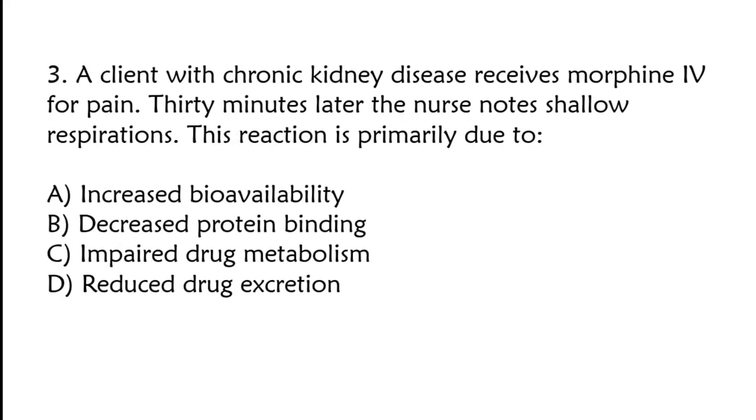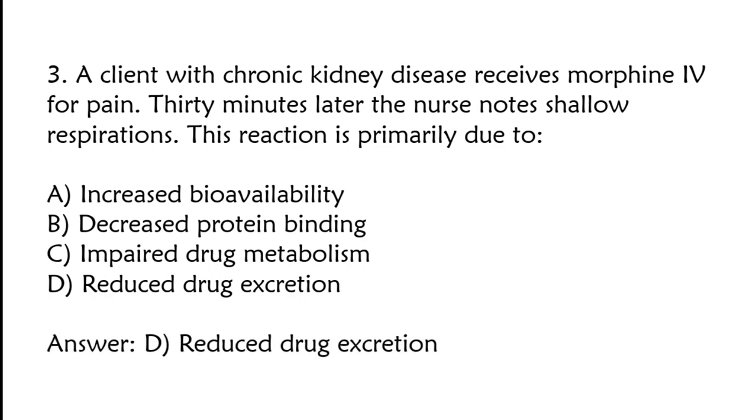A client with chronic kidney disease receives morphine 4 for pain. 30 minutes later, the nurse notes shallow respirations. This reaction is primarily due to. Correct answer is D. Reduced drug excretion.